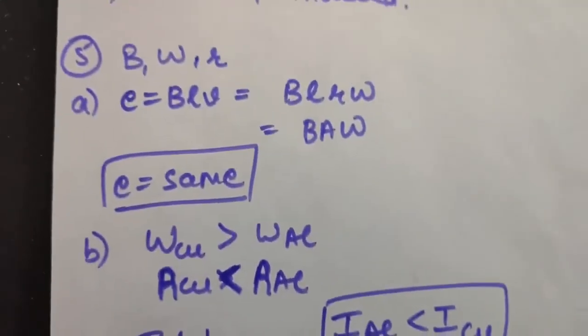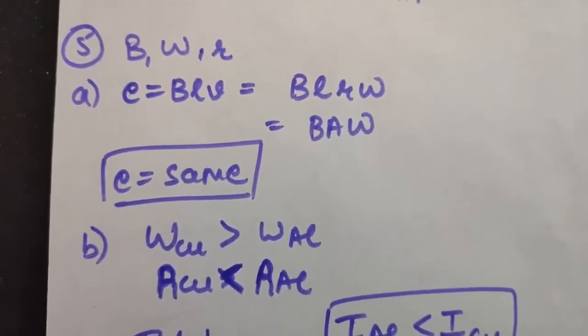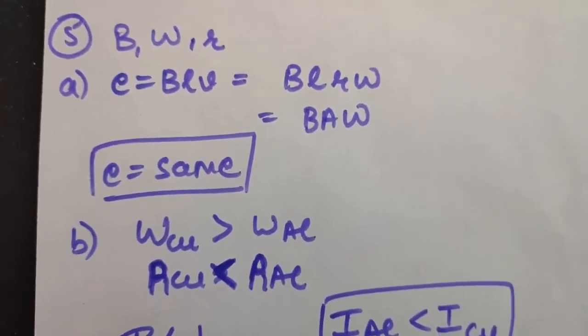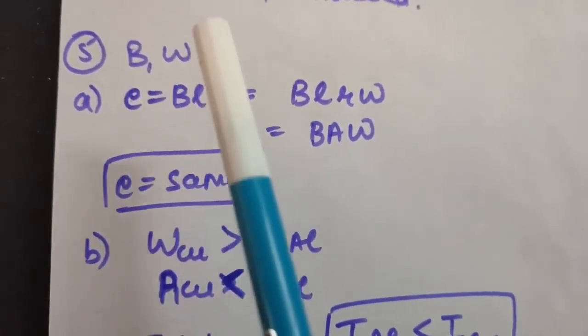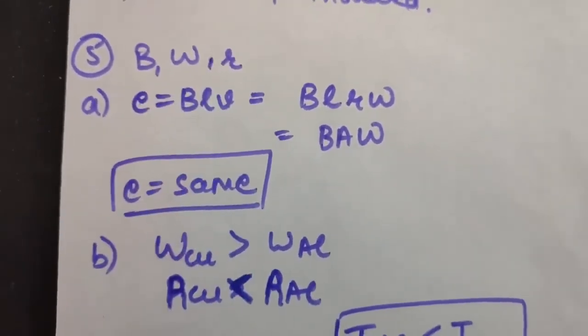Okay, so the next question is question number 5. It says you have two rectangular loops, one of copper and another of aluminium. They are rotated with same angular speed in the same magnetic field. So that means radius is same because they are identical loops. B and omega are already given same in the question.